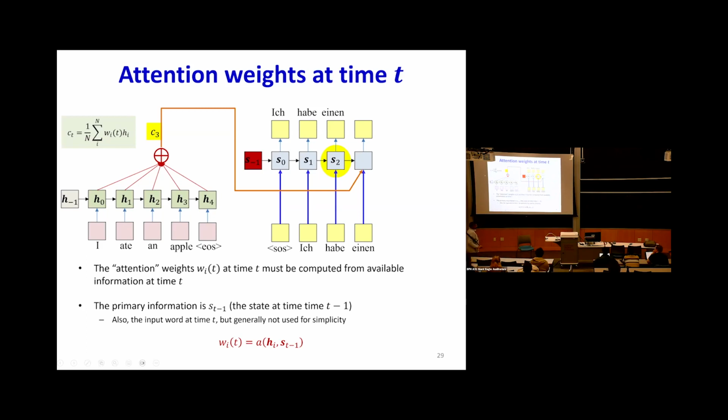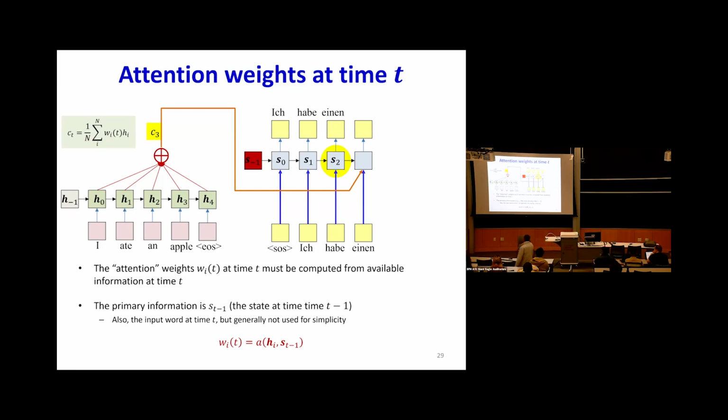So now let's look at what we can use to compute the weight at any time. So let's say I'm trying to generate the 4th word in the output. When I'm generating the 4th word in the output, I can only use information that I have already computed so far. There's no other information available. So although I'm trying to generate the word "Apfel", I don't know that beforehand, right? All I have is everything else that has been computed. And what has been computed so far? The hidden state at the previous time.